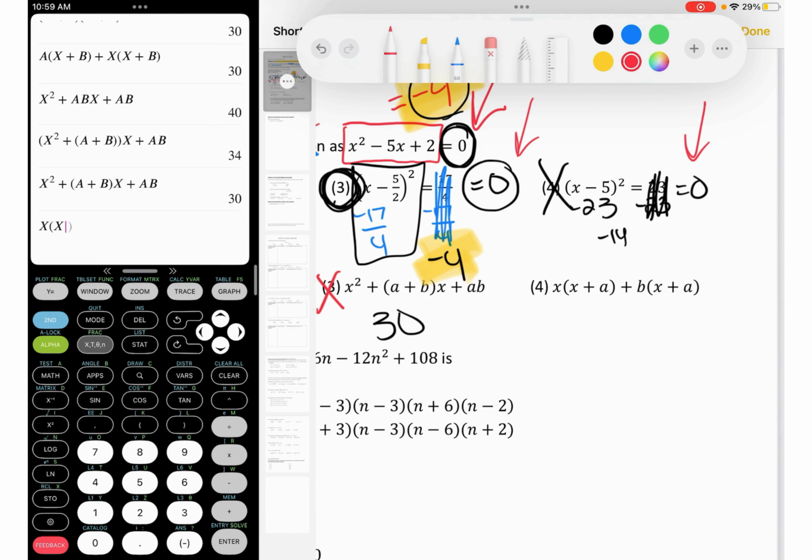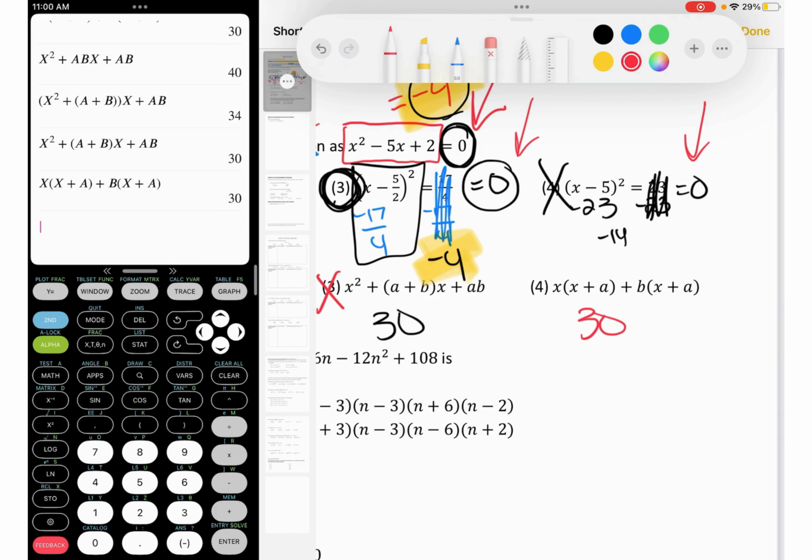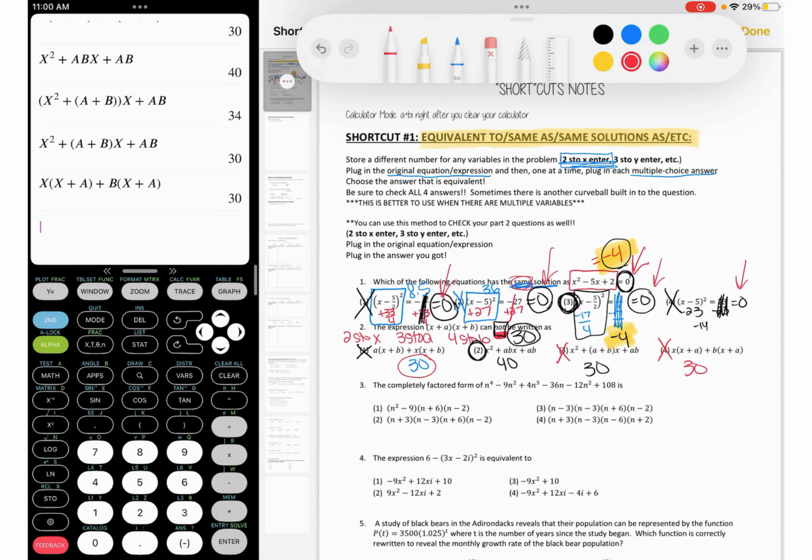And then I'll just show you for the last one real quick. Same thing happens. Plus b times x plus a. Boom, I got 30, which is also equivalent, not that answer. Pick the one that's not equivalent, which is choice 2. Again, lots of different letters, plugged them all in, good to go.